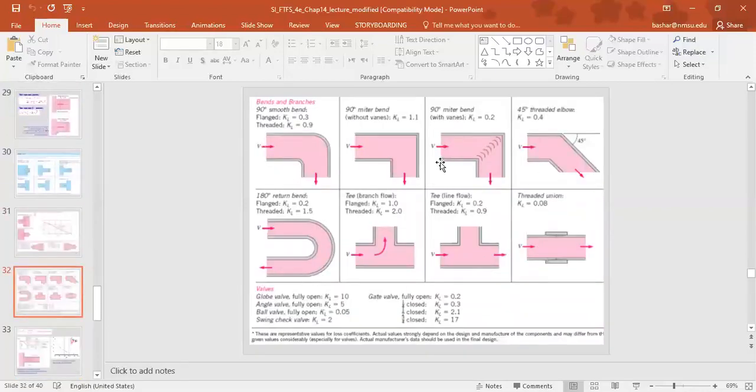Bends and branches are given here. You may check this table carefully. These are the valves, different types of valves. We have globe valves, angle valves, ball valves, swing check valves, gate valves, whether they're fully open, half closed, or quarter closed, depending on the closure of that valve. The more the closure is, the higher the loss coefficient would be.